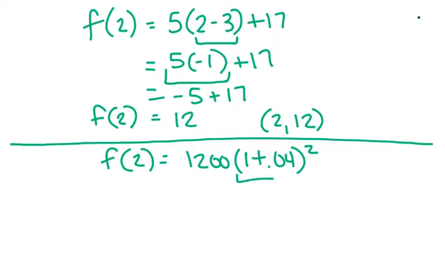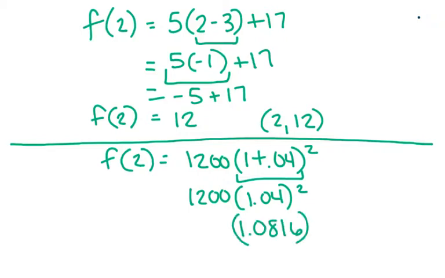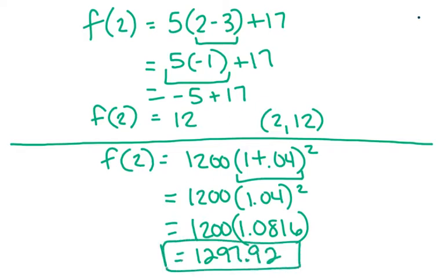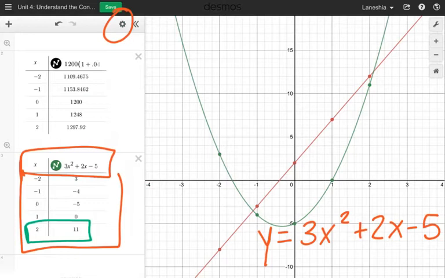All right, so we're going to start with what is in our parentheses. And we have 1200 times 1.04 squared. Now, when we square 1.04, we get 1.0816. And then when we multiply that times 1200, we get 1297.92. Okay? So then this point would be 2, 1297.92. All right, so let's check and see if this is what we got on Desmos. Yep, it's right here. So far, we're doing good.